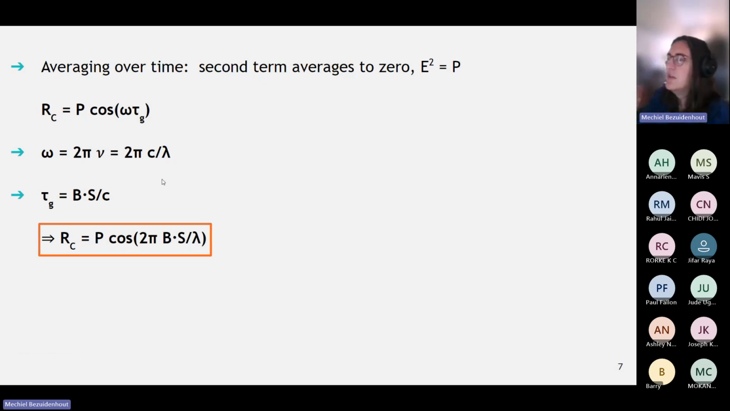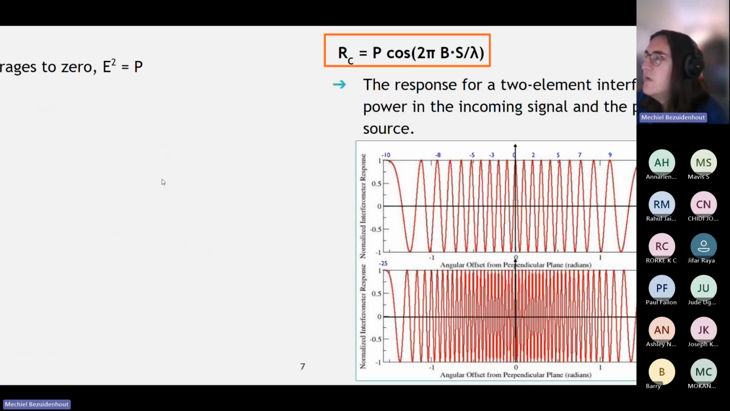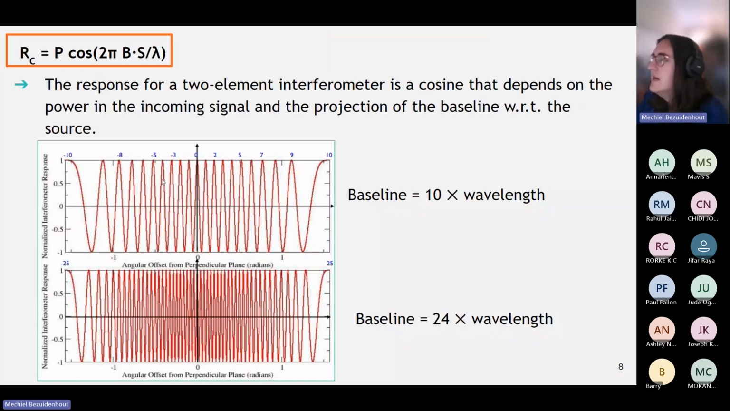So this means that the response for a two-element interferometer is a cosine whose amplitude depends on the power in the incoming signal, and whose phase depends on the projection of the baseline with respect to the source. The projection of the baseline means this b dot s. When we talk about the projection of the baseline with respect to the source, essentially that means: what does the baseline look like from the point of view of the source?